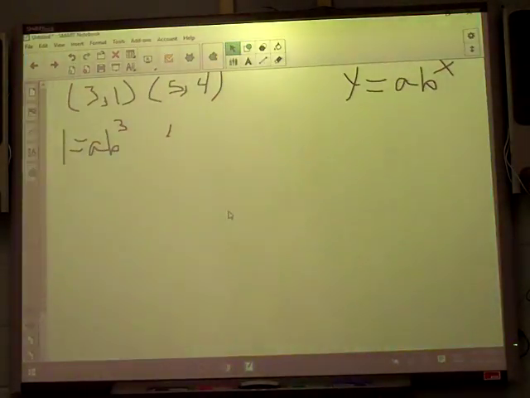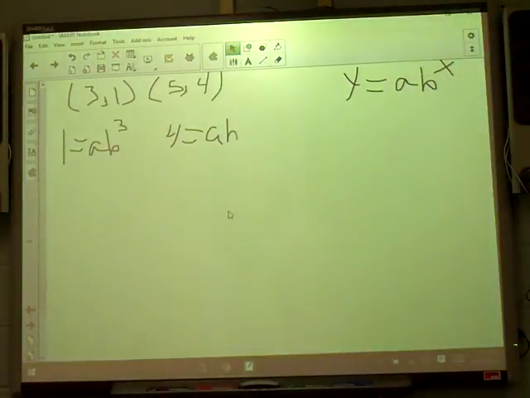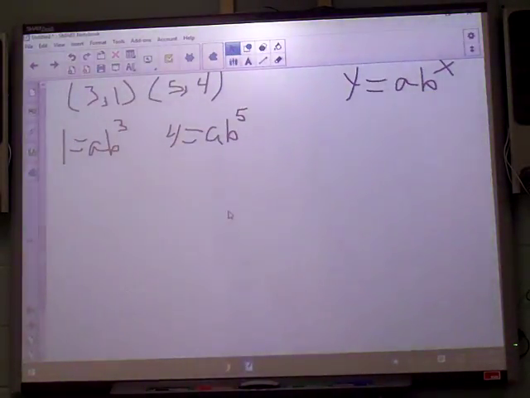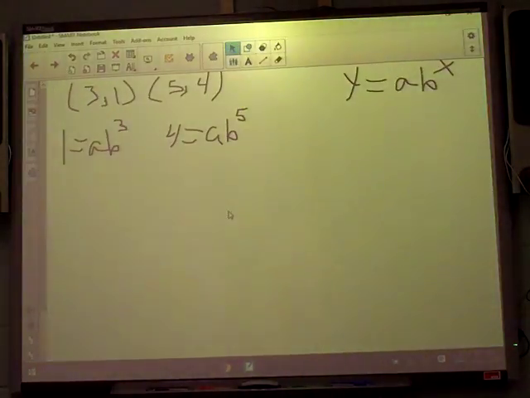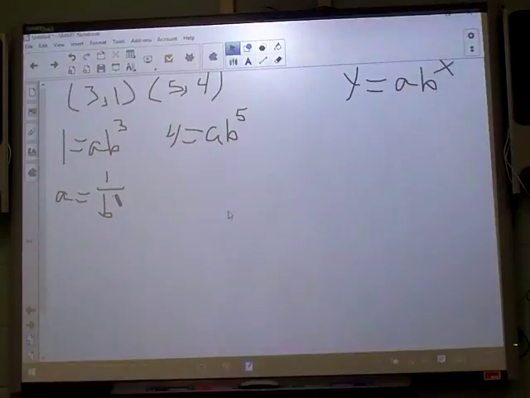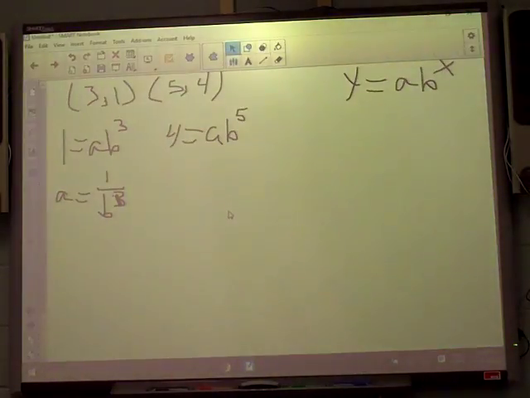4 equals ab to the 5th. Now solve for A. Now we got to solve one of them for A, and it really doesn't matter which one. I just always do the first one. But either one, you're going to be dividing by a B with a power on it, aren't you? So if I solve this one for A, A is 1 divided by B cubed.